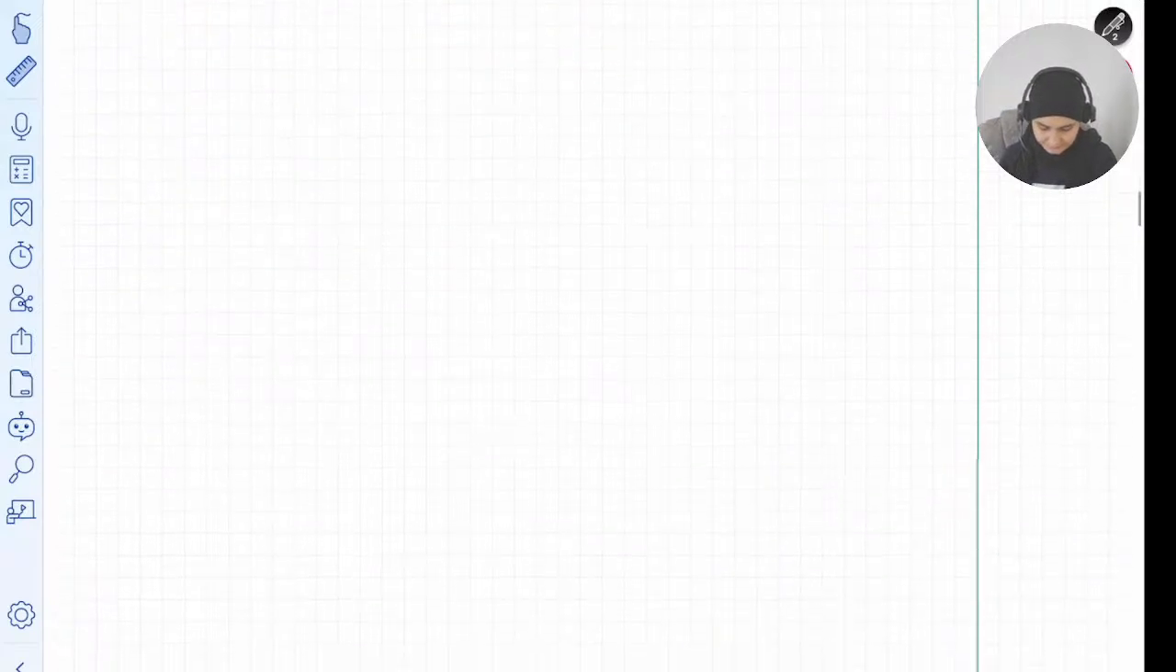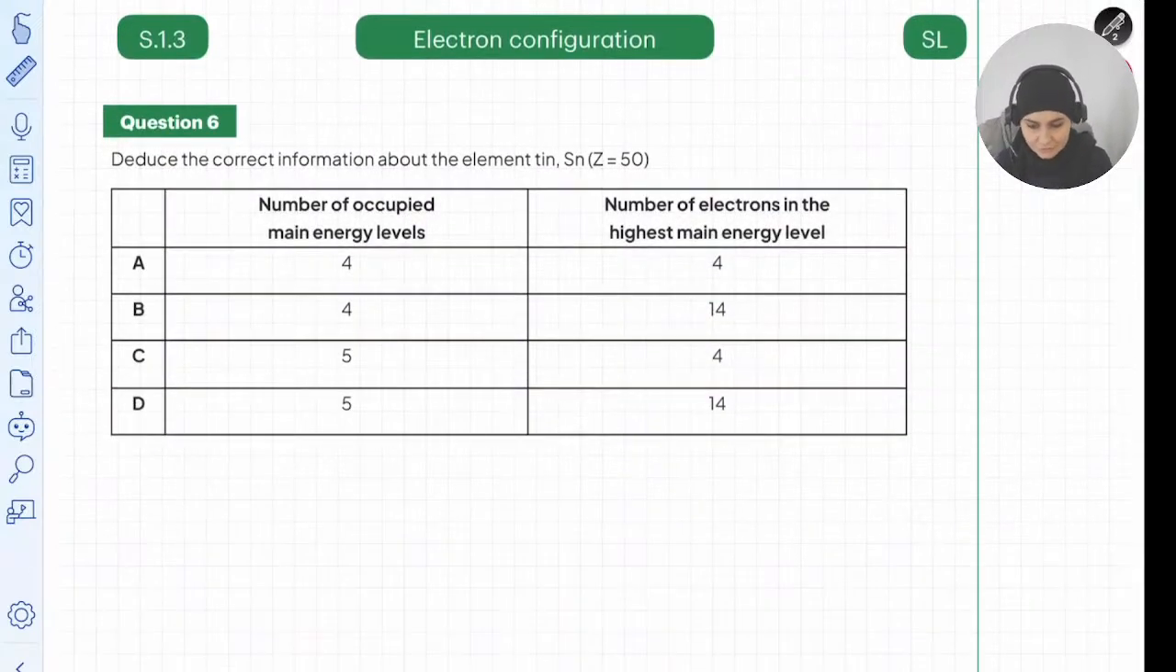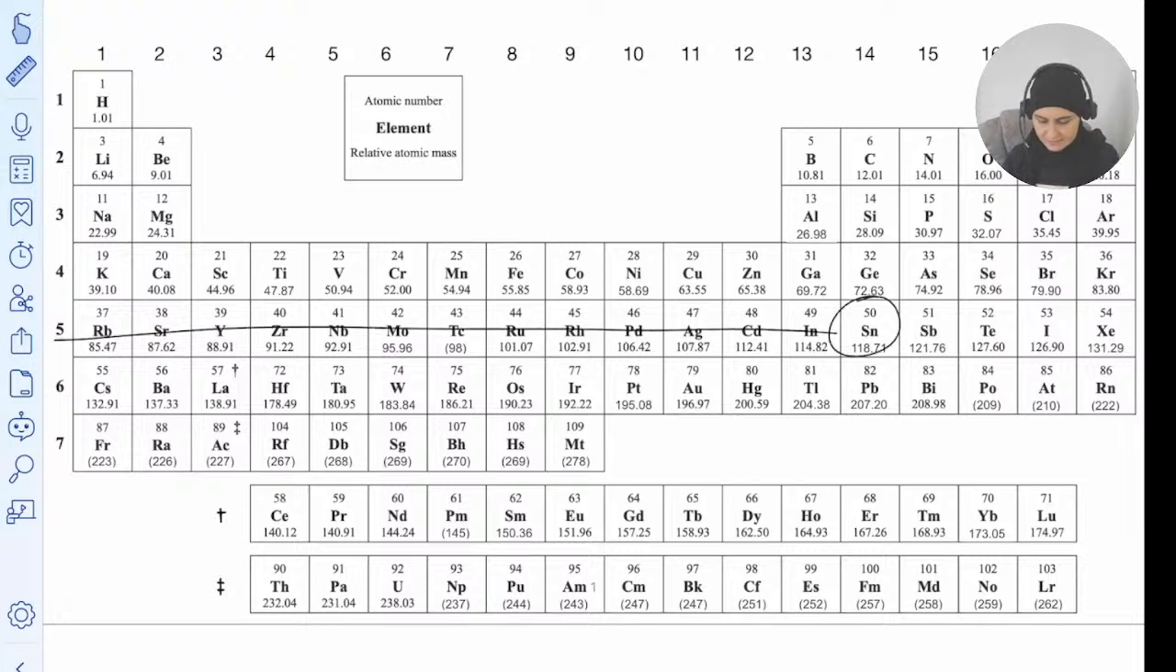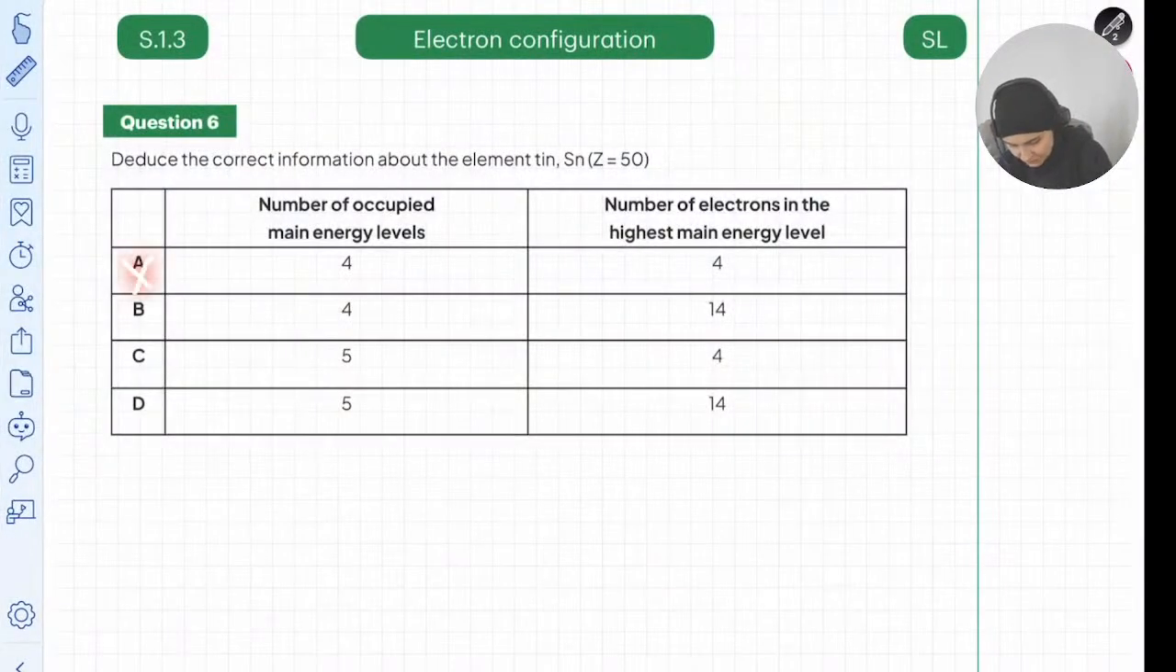C. I got vanadium last time when I was doing this stream, which no one saw. Okay. Next, deduce the correct information about the element tin. Z equals 50. Z is atomic number. So we just find it in the periodic table. The number of occupied main energy levels is shown by the number of the period. So I'll just find tin. Where is it? 50, right? So it is here, in period 5, which means that it has 5 occupied energy shells.